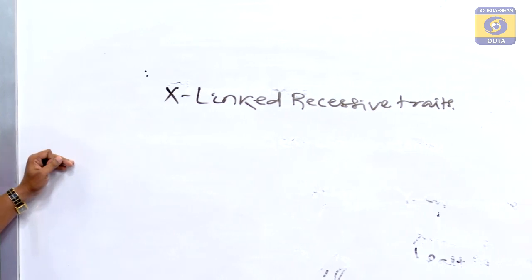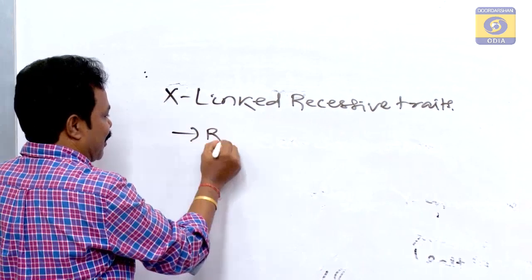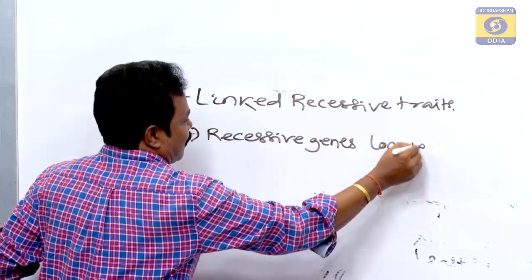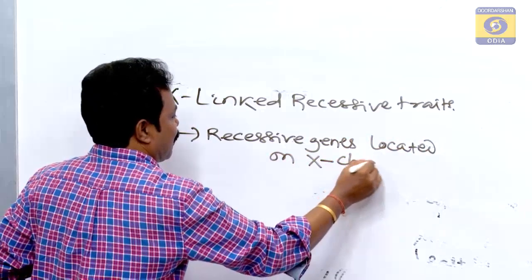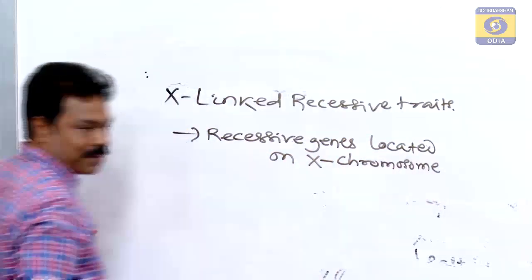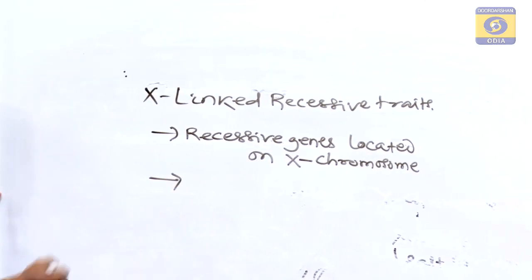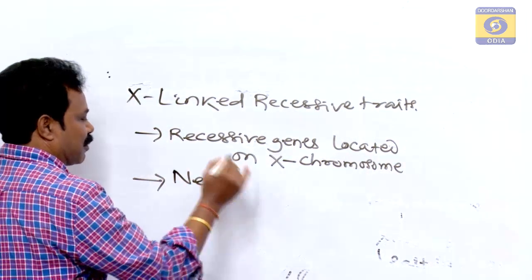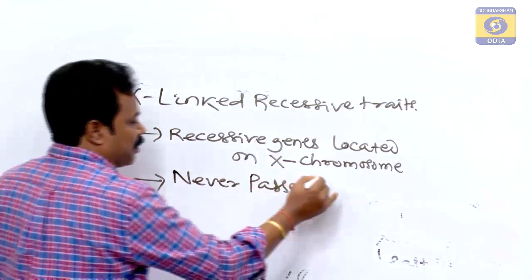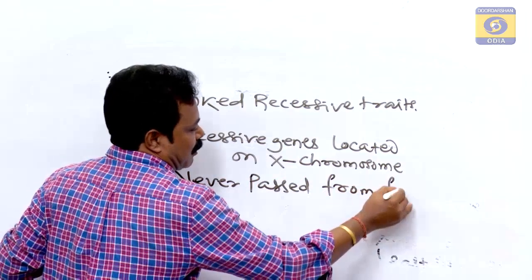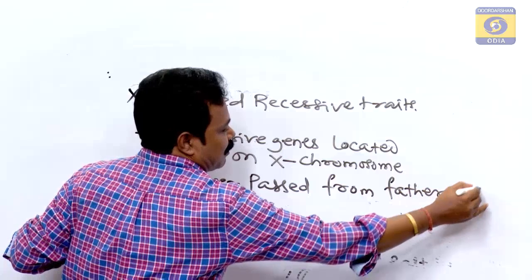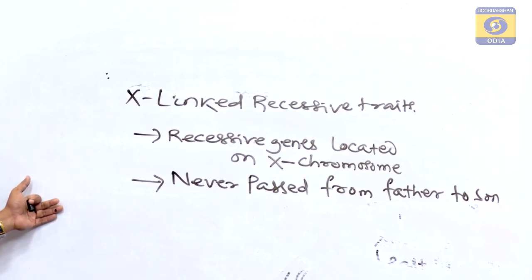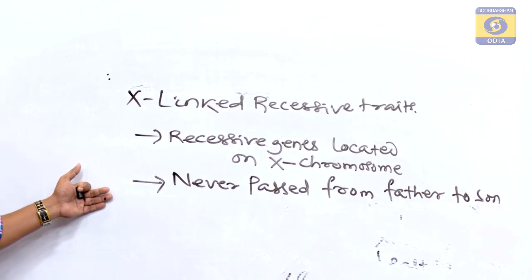Genes for these traits are recessive and located on the X chromosome. They are never passed from father to son, because the son does not receive the X chromosome from the father; the son receives the Y chromosome from the father. So, this X-linked trait is not inherited from father to son.